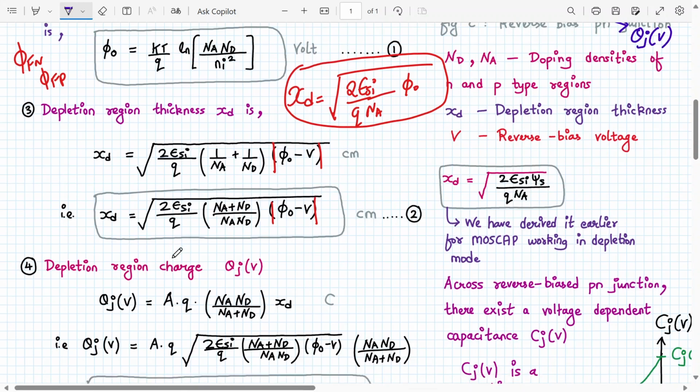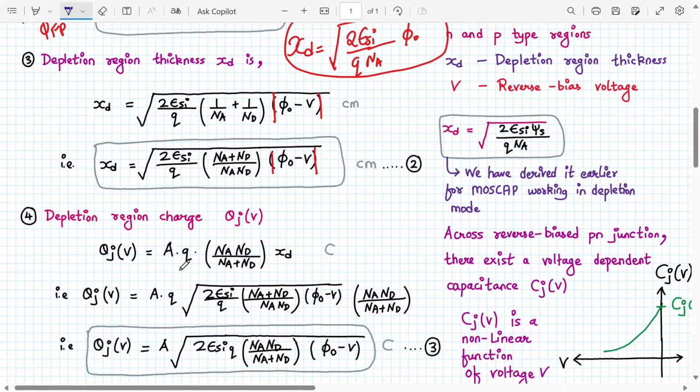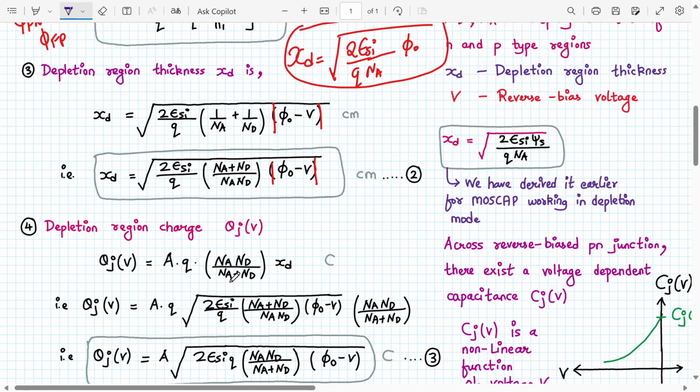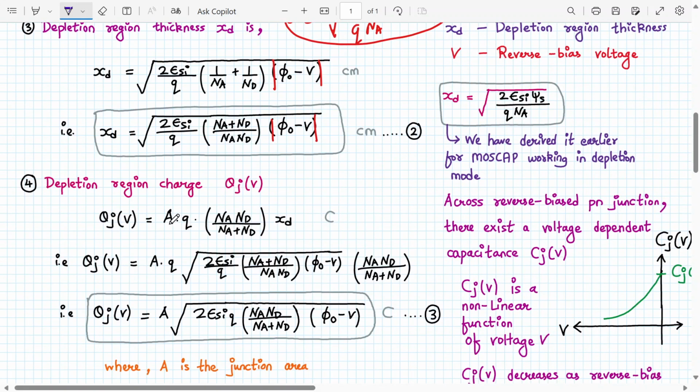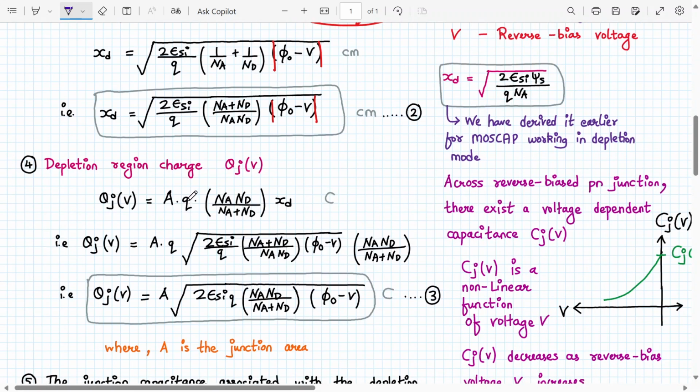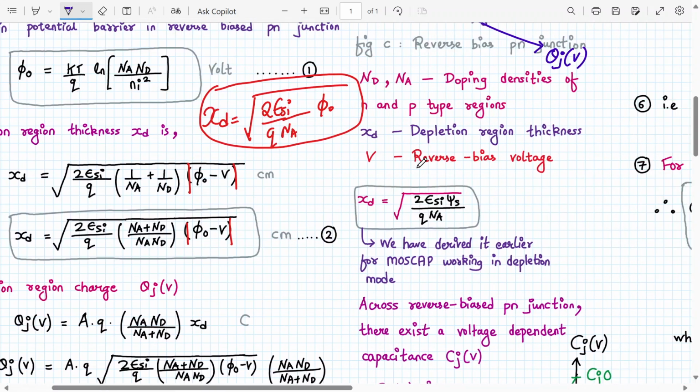The depletion region charge: here we multiply with the area A, the periphery area of the junction, and Q, the charge on the electron, then Na Nd upon Na plus Nd into xd. So this is in coulomb. Now this xd from formula number 2 we substituted over here. We have derived this for the MOSFET earlier.